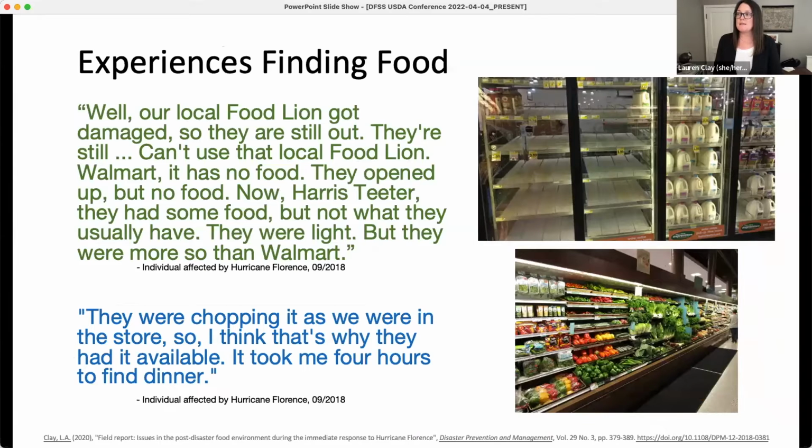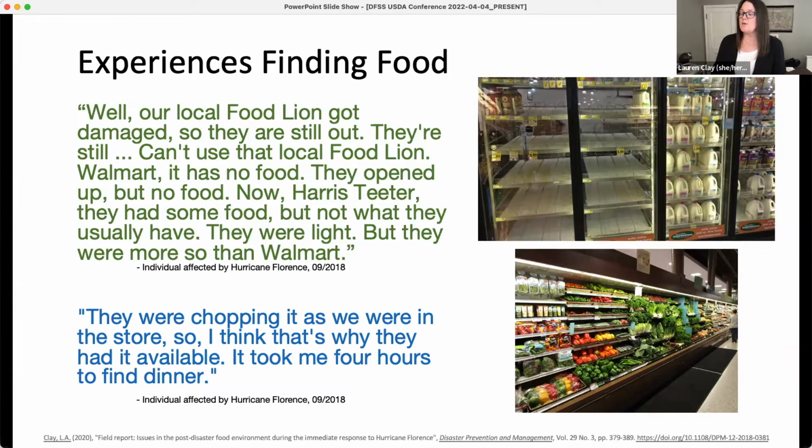Just to illustrate some of these experiences from people who have been interviewed after a hurricane, the top quote is really getting at food availability. This person describes going to 3 different stores and what availability looked like. So if you're trying to navigate a post-disaster setting and you have to go to 3 different grocery stores to figure out your grocery needs, that's a problem.